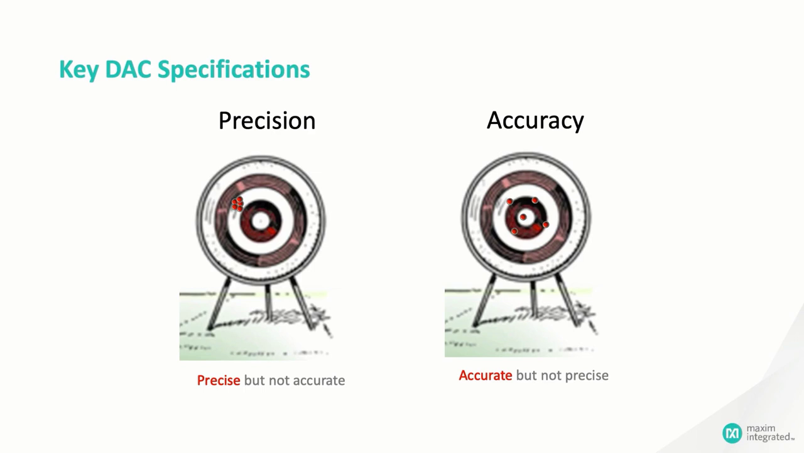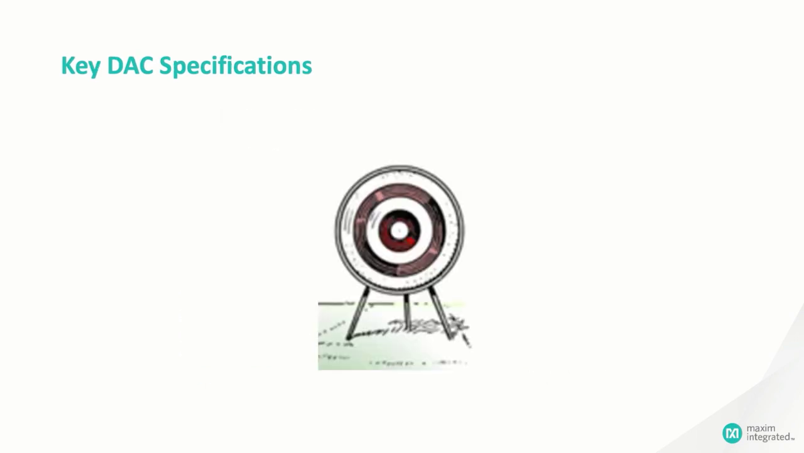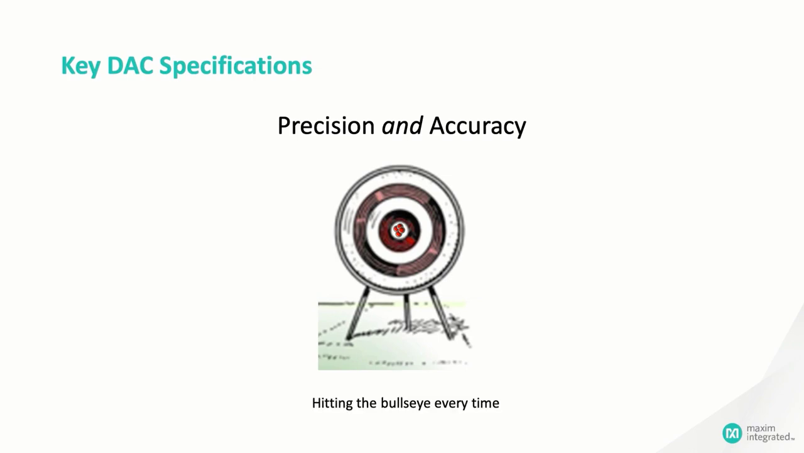Okay, Archer 3, show us what you got. Now this is what we want. The grouping is precise. All of the shots fall close to one another, and this archer is accurate. Every shot went right through the bullseye.